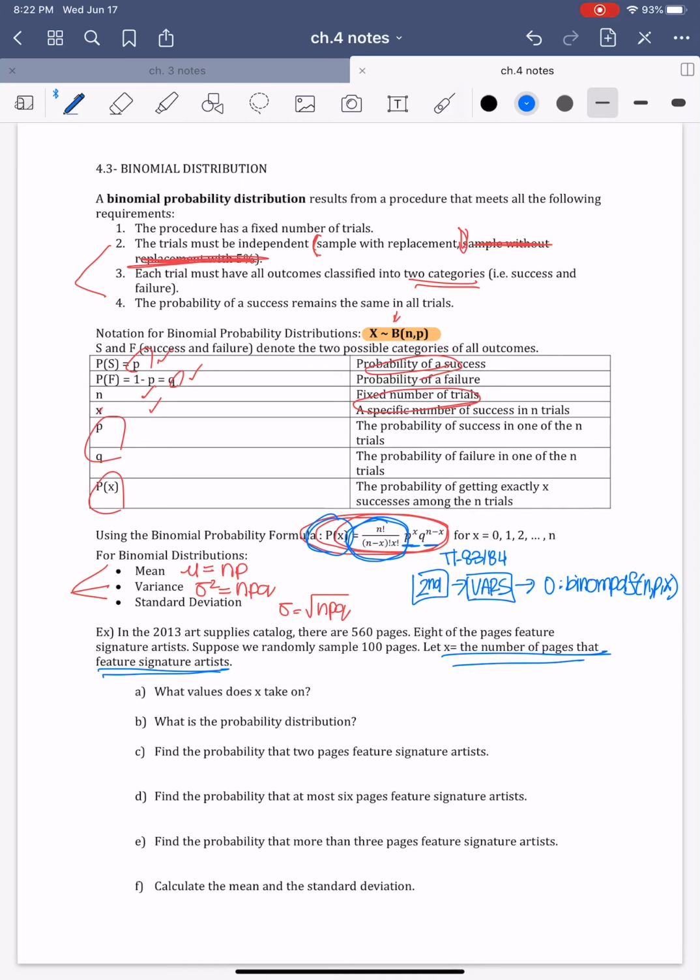So let's jump right onto identifying some values. There are a couple of important numbers here. There are 560 pages. Suppose we randomly sample 100 pages. So 100 pages, that's your n, the fixed number of trials, the sample size. On the side, I'm just going to write down n, 100.